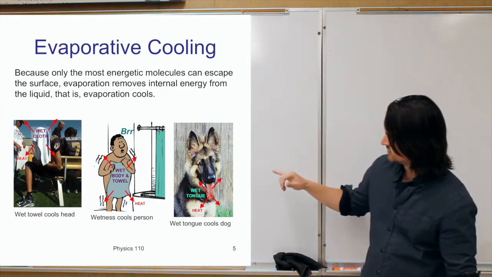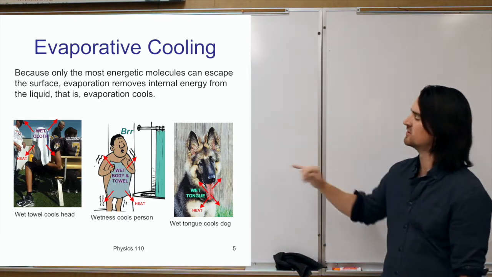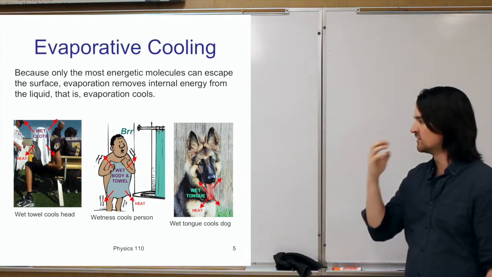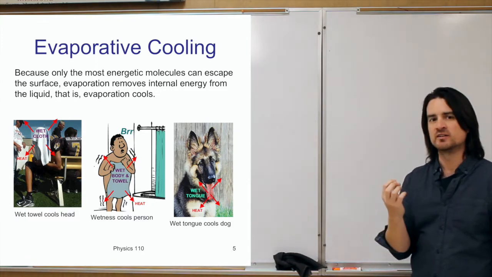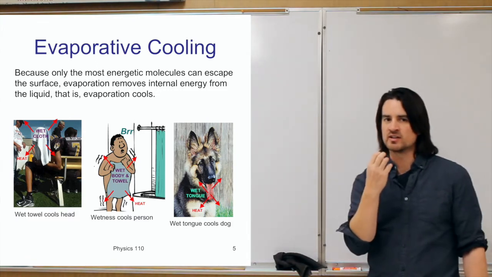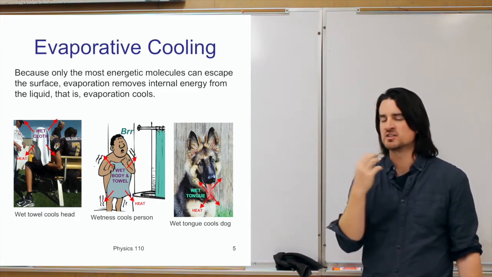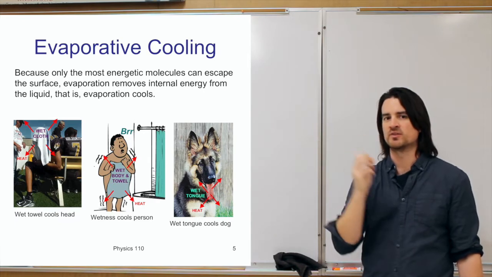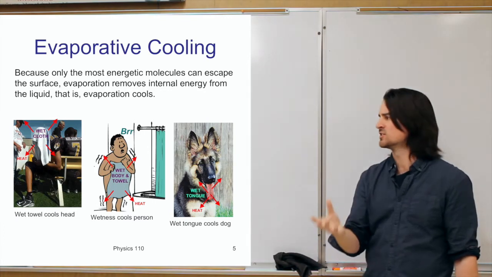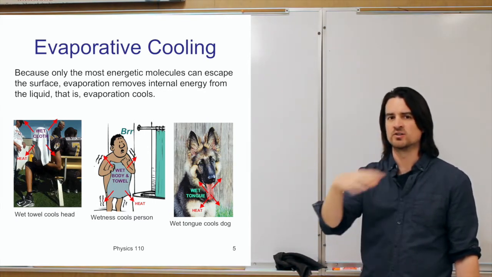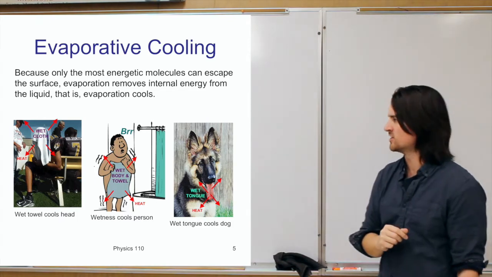So this is why, for instance, they're showing the dog tongue here, and dogs don't have sweat glands, so to cool off, they stick their tongue out and pant, and their tongues are wet. That water on their tongue evaporates, and the water that's evaporating is that high energy water, essentially taking energy away from the dog overall. The panting is just speeding up that process. It's pushing air along the water to more easily allow that evaporation to happen.